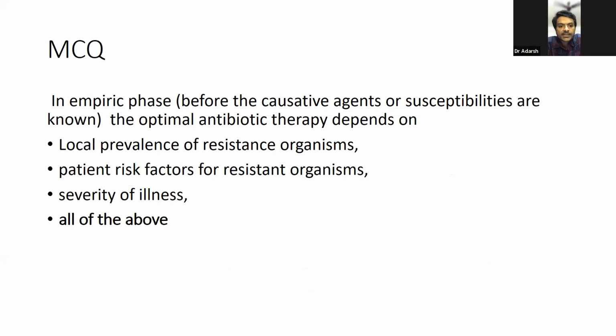So considering the administration of types of antibiotics, this is the next MCQ. When you are giving empirical antibiotics, what is the optimal antibiotic therapy and what does it depend on? Does it depend on local prevalence of resistant organisms, or patient risk factors, severity of illness, or is it all of the above?